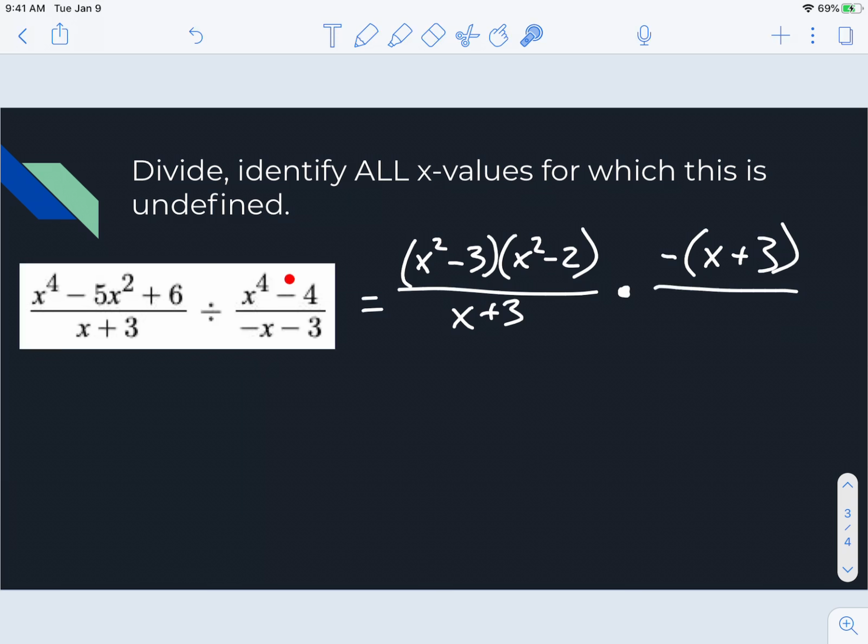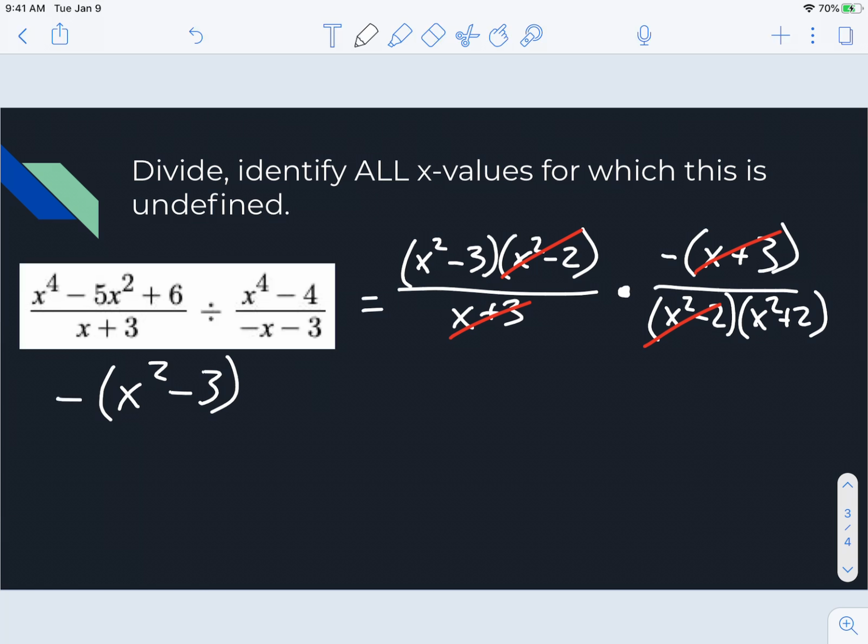Let's see, and then the last part will be the x to the fourth minus 4, which will factor it and write it down here, right, because we're doing keep change flip. And so that is going to be x squared minus 2 and x squared plus 2. Okay, canceling. The x plus 3's cancel, the x squared minus 2's cancel, and what I have left, don't forget about that negative on the top, right? So it's negative on the outside of the parentheses and x squared minus 3 on the inside. You could distribute it and make it negative x squared plus 3 also, and that would be correct. And then x squared plus 2 on the bottom.